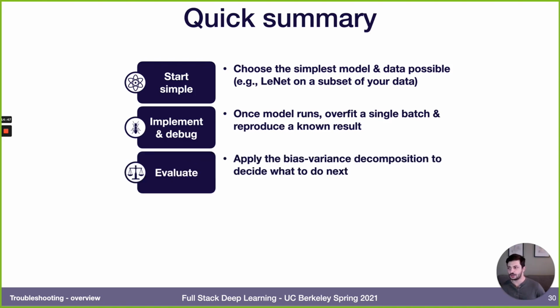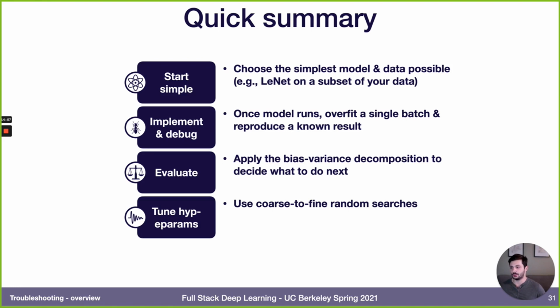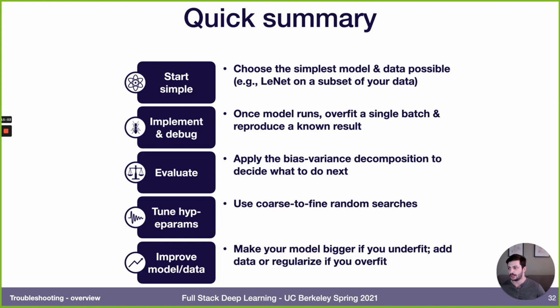In evaluation, the strategy that we're going to take here is we're going to apply the bias-variance decomposition, and we're going to use the results of that to decide what to do next. For hyperparameter tuning, the strategy that we'll recommend here is doing coarse-to-fine random searches. We'll talk about a couple of other strategies you can consider. And then finally, if you're improving your model and data, the number one strategies that we'll recommend are to simply make your model bigger if you're underfitting, and add data or add regularization if you're overfitting. But we'll talk about other possible strategies as well.